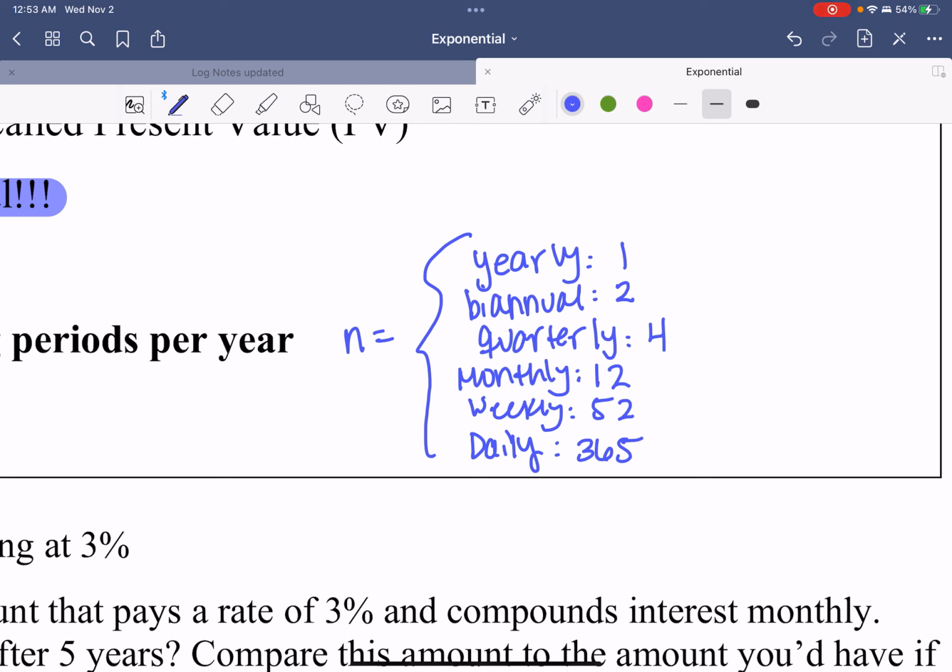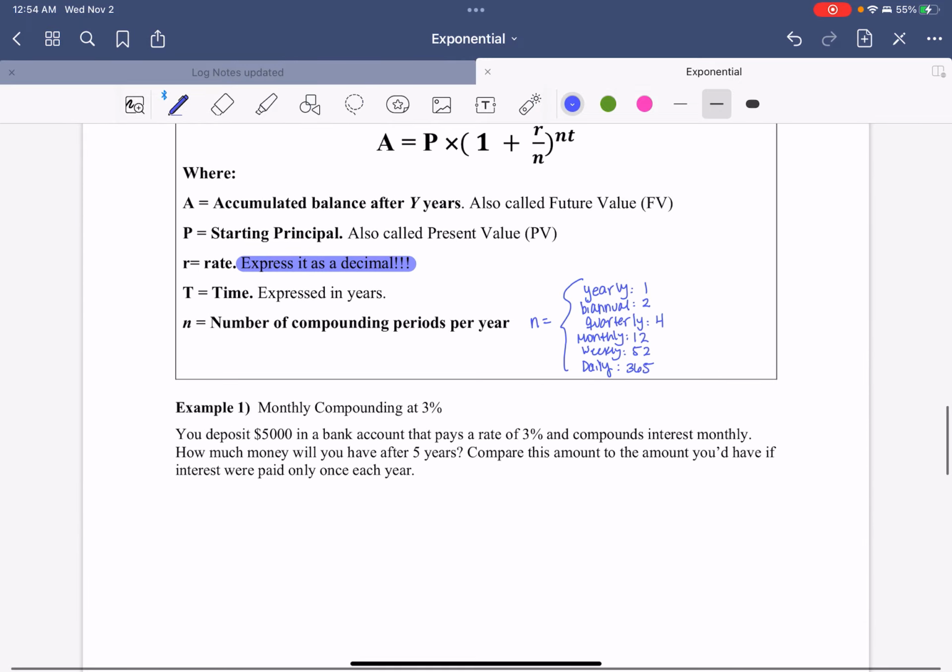Now, these words will not have the number attached to them in the question. It is up to you to memorize these words and the number that is attached to each. So if it says we're compounding this monthly, then you have to know, 1, that represents the letter N, and 2, that monthly represents the number 12. So just have those in the back of your mind.